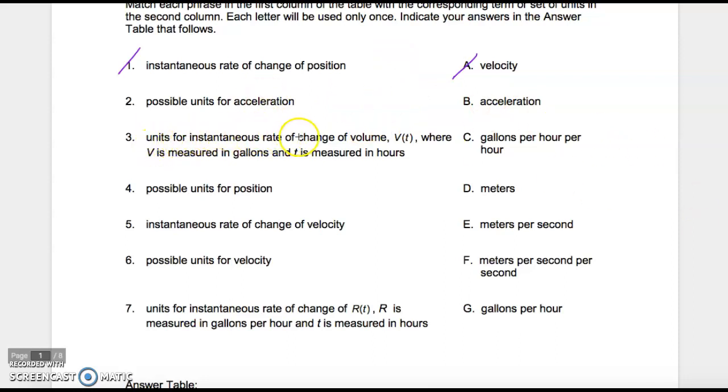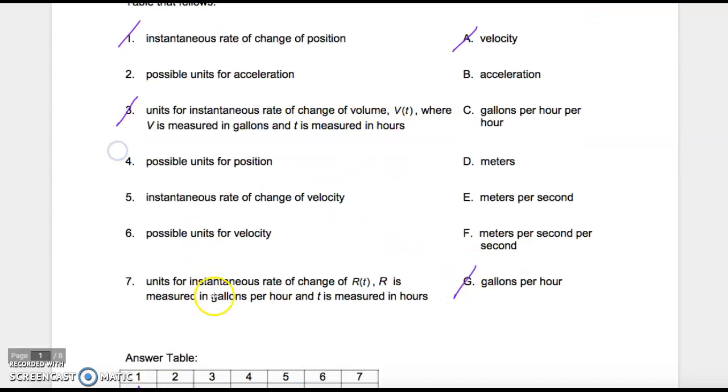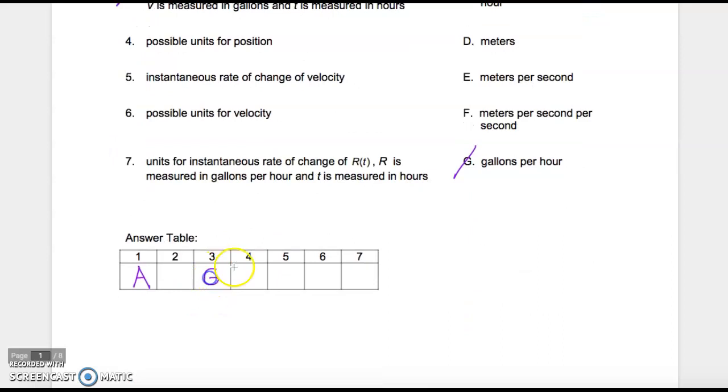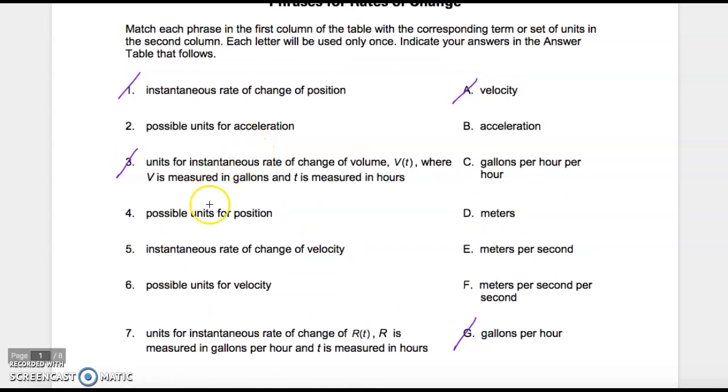Units for the instantaneous rate of change of volume, V of T, where V is measured in gallons and T is measured in hours. If volume is in gallons and I'm finding its rate of change, I'm doing gallons per hour. So that would be G. Possible units for position would be anything like meters or miles, so D right there.